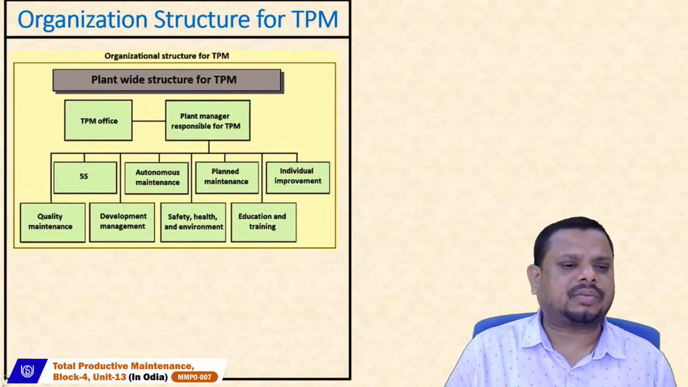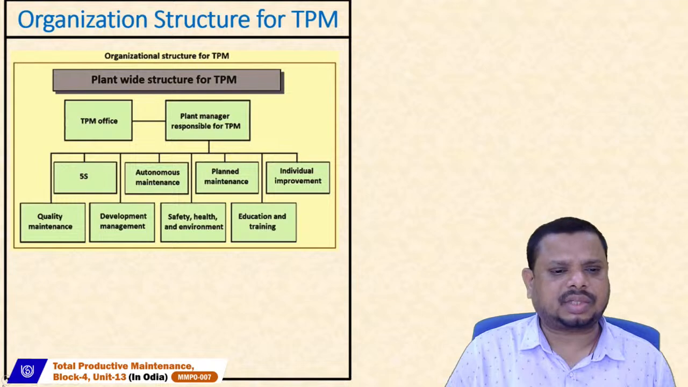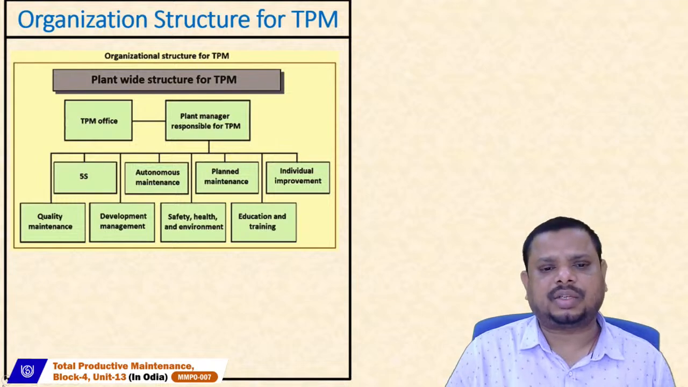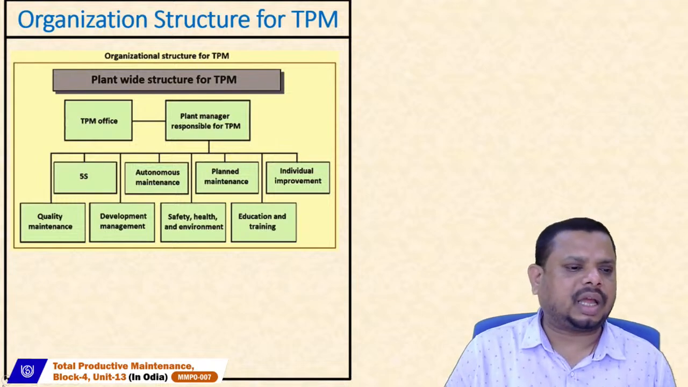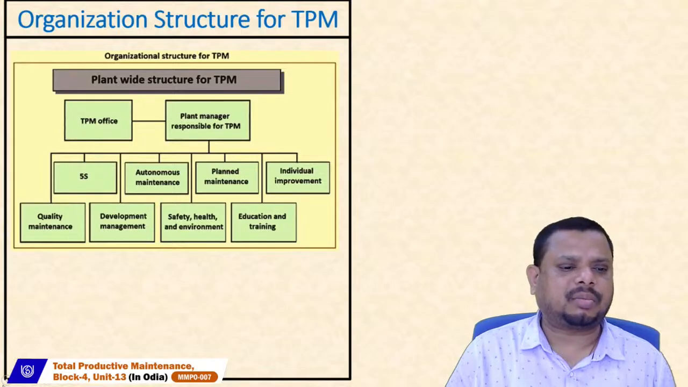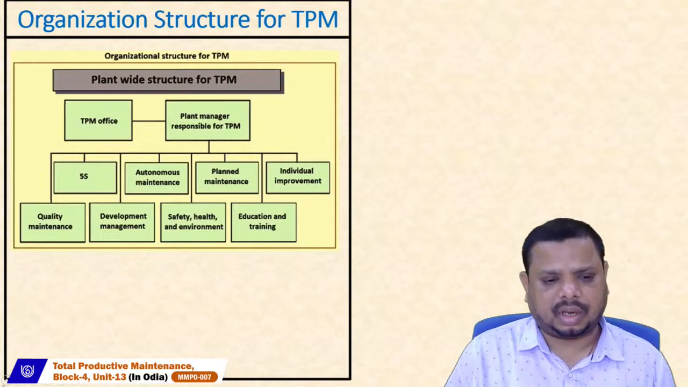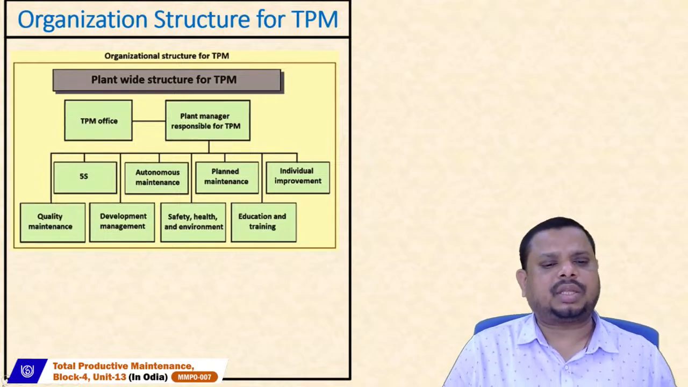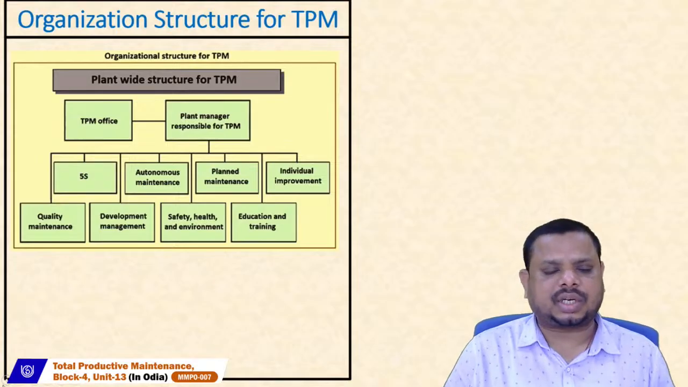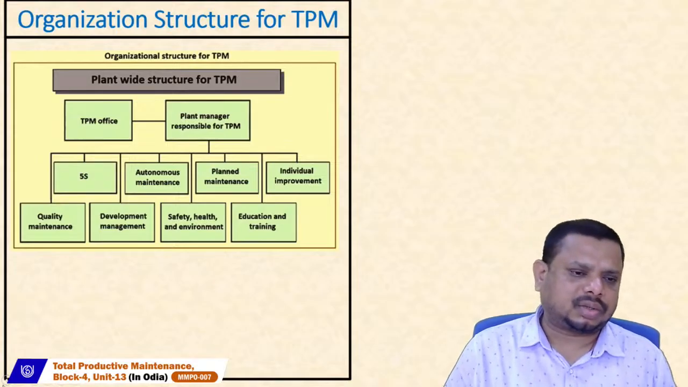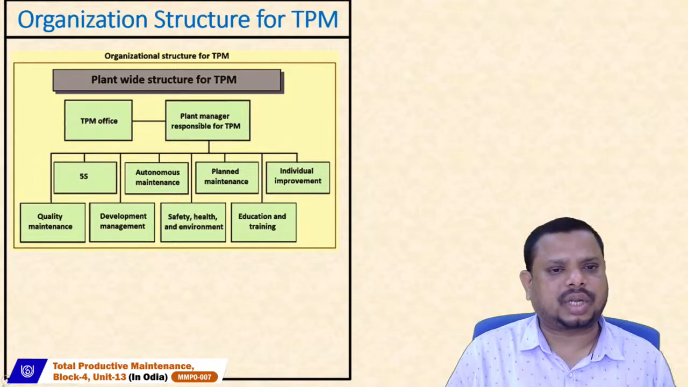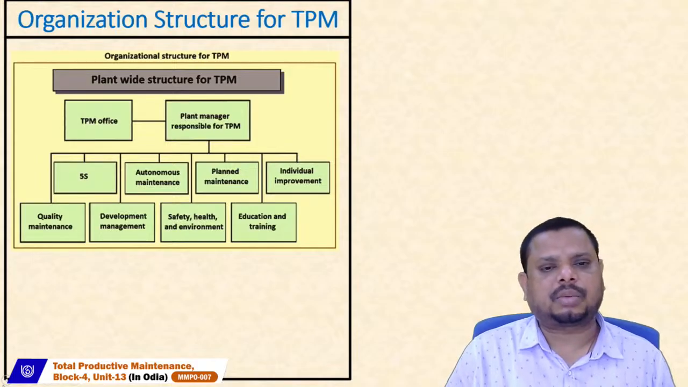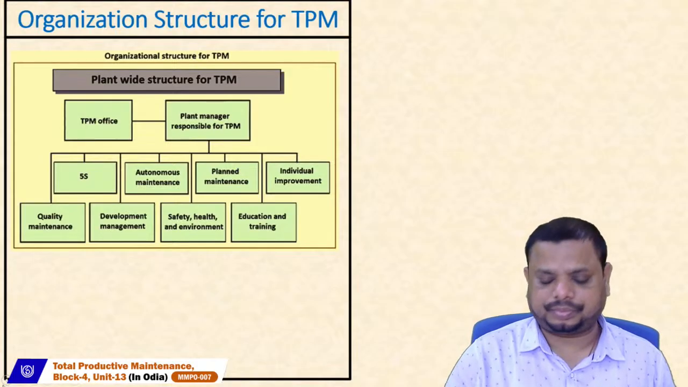And the next is they have autonomous maintenance systems, plant maintenance, individual improvements, quality maintenance, development maintenance, and safety, health and environment related issues. And the last one, under the plant manager, is that they provide education and training to the shop floor workers. So this is the typical organization structure for a total productive maintenance system.